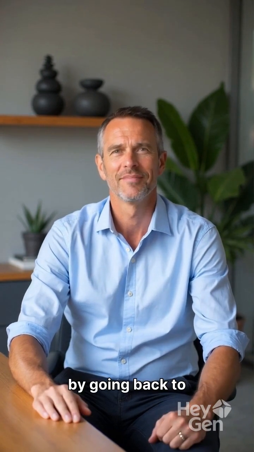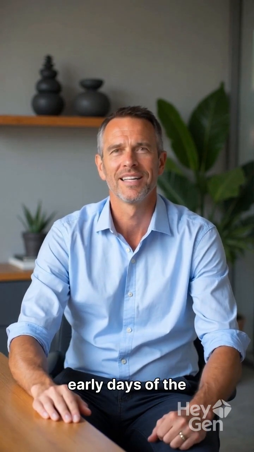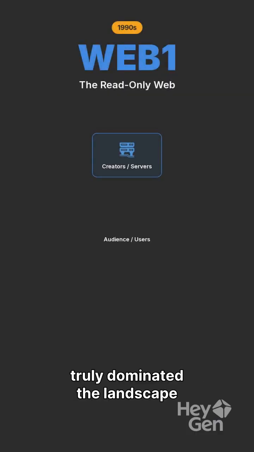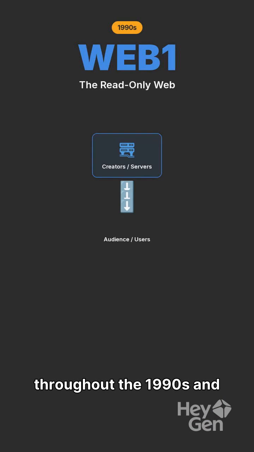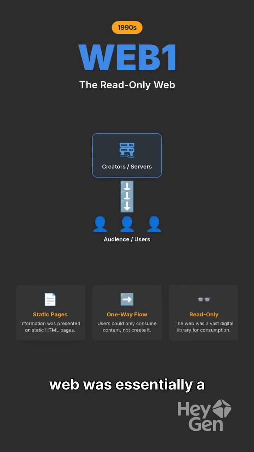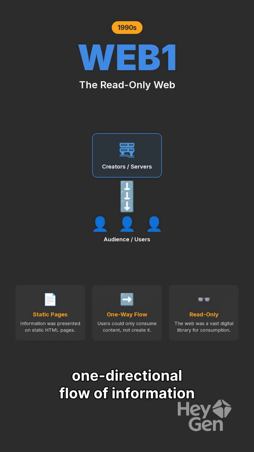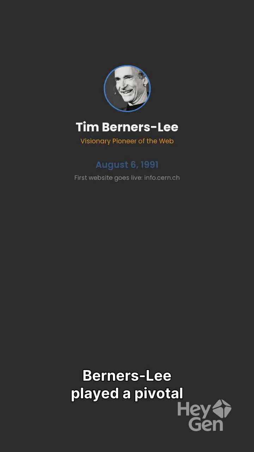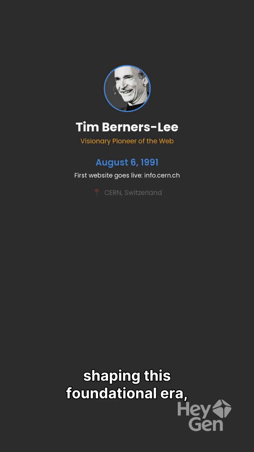Let's begin our journey by going back to the very origins of it all in the early days of the internet. Web1, often referred to as the read-only web, truly dominated the landscape throughout the 1990s and represented the internet's initial phase of growth. During this time, the web was essentially a vast collection of static HTML pages that users could only view and consume without any real ability to contribute or interact, making it a one-directional flow of information from creators to audiences.